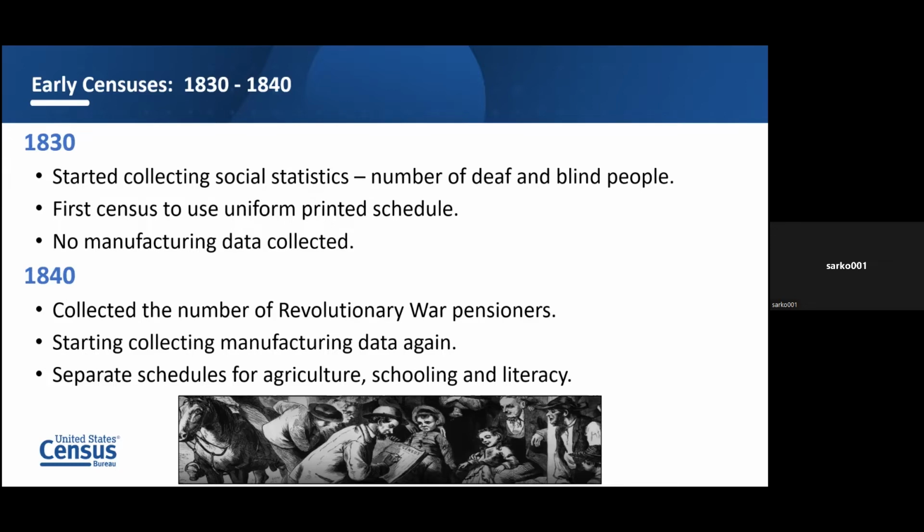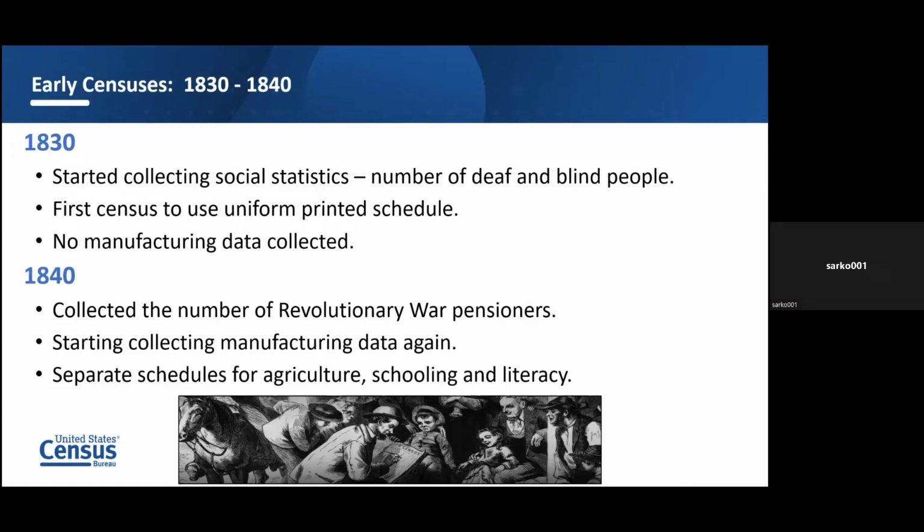In 1840, we started to collect a number of Revolutionary War pensioners. We needed to know where the Revolutionary War pensioners were because we wanted to estimate the cost of paying them their pensions.